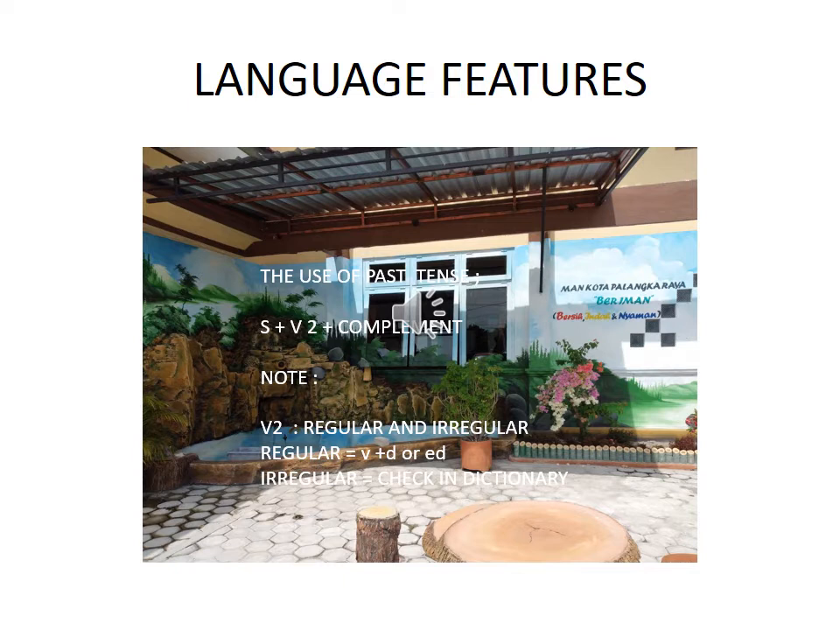If it is regular, you just put d or ed after the verb. But if it is irregular, you should check in the dictionary because it will be different from the first type. The form is changed. So you have to memorize the irregular verbs because their number is limited, and if you don't find the verb in the irregular verbs, it means it is regular.